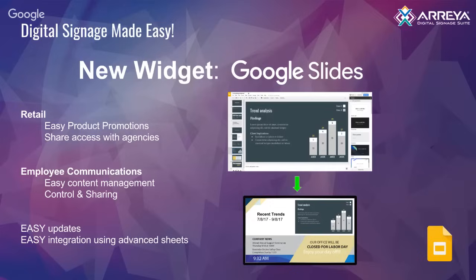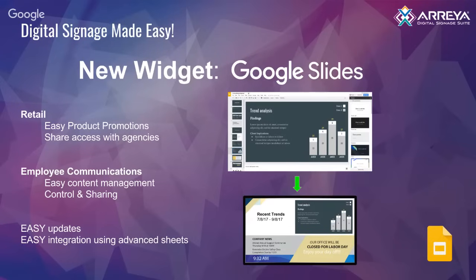This also follows through with access control. If your Google is set up with Google Admin Console and G Suite, you're able to share these presentations with your users and retain your corporate access control. So you know that only people within your corporation are accessing your content or have permission to update it. In a retail setting, this can provide a way to do easy product promotions, easy slideshows for things like video walls. On the employee communication side, it allows for extremely easy content management as well as the control and sharing aspect. You could have teams of people updating a slideshow, or you might just have one person in charge of those updates.